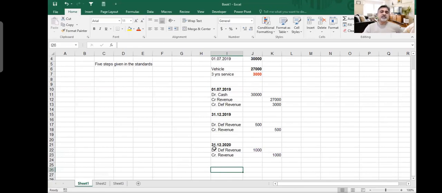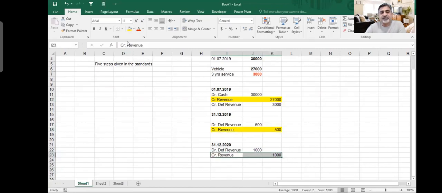Like we said, as the performance obligations are met, so this performance obligation was immediately met, so we immediately recorded the revenue. This performance obligation you are meeting over a period of time. So as the period of time is passing on, we are recognizing this revenue.